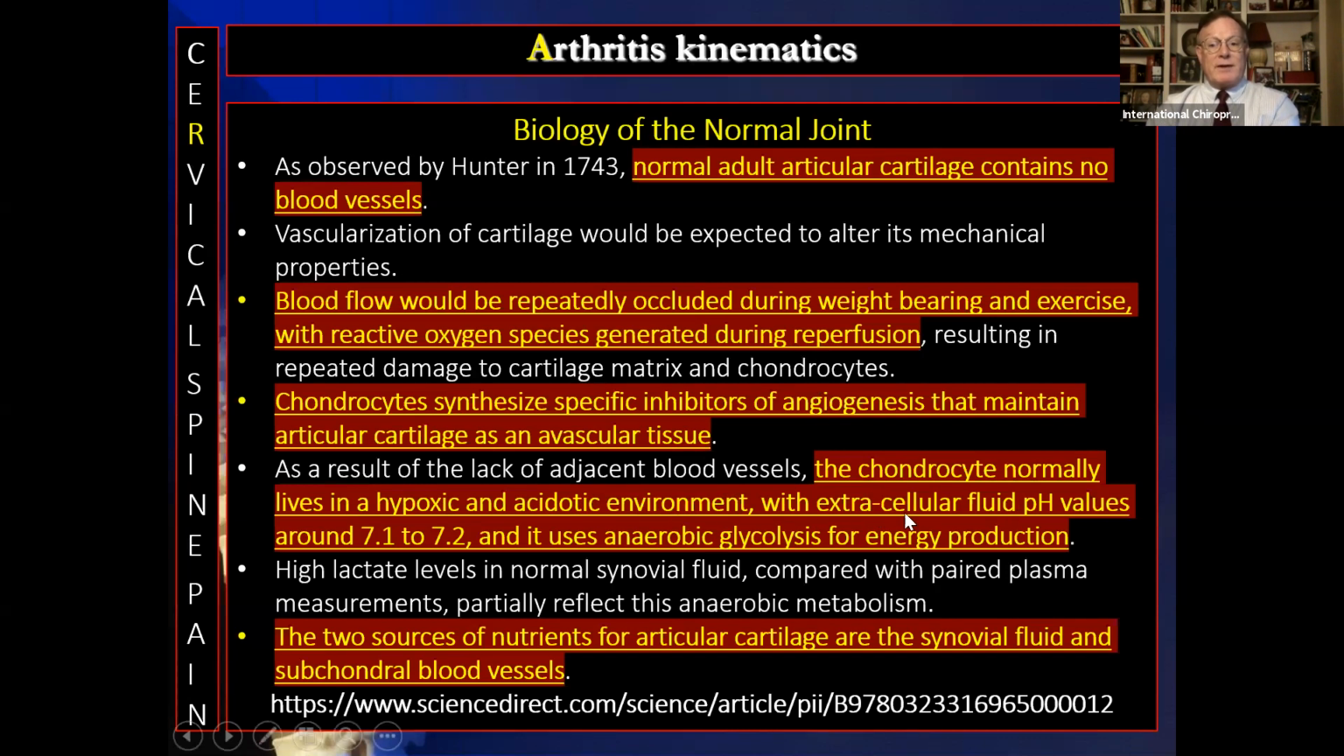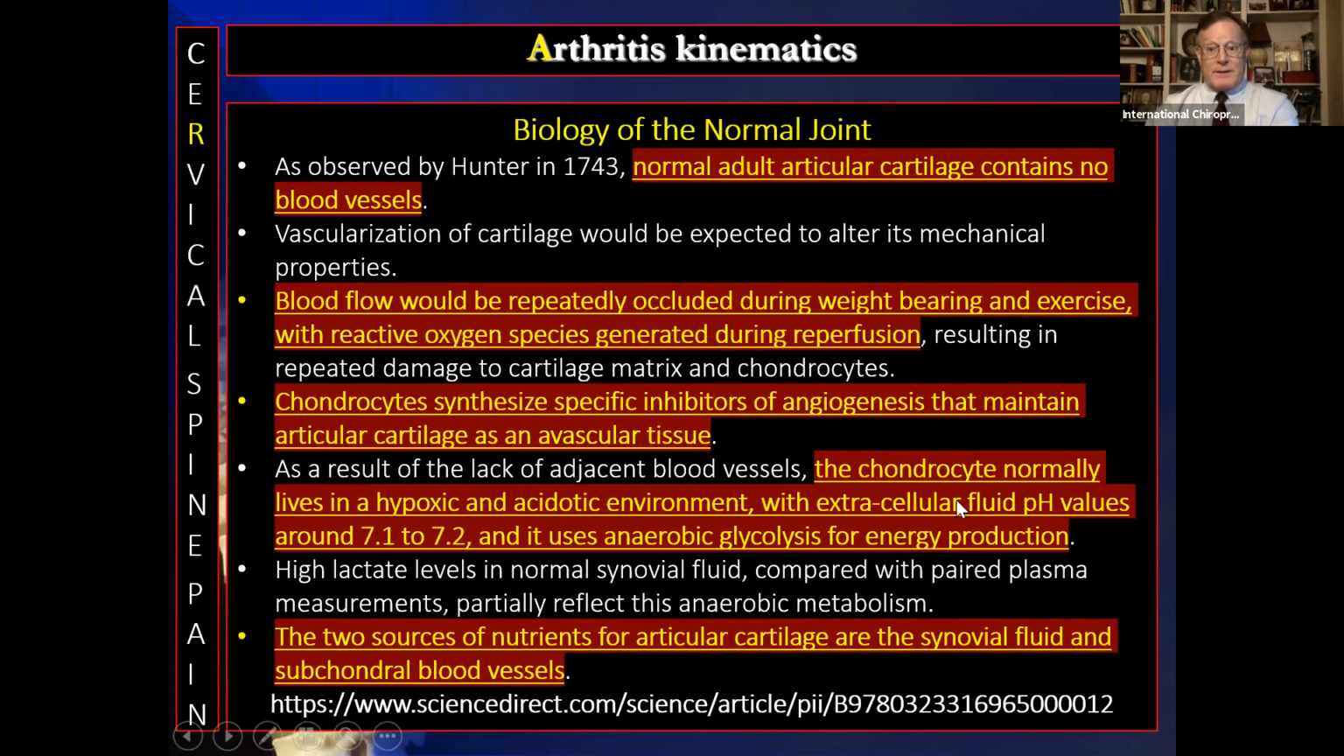The chondrocyte normally lives in a hypoxic and acidotic environment. So extracellular fluid values around 7.1 to 7.2, and so therefore it uses a lot of sugar because it's anaerobic. And remember, for every sugar molecule in an aerobic situation, you get 38 energy packets, ATP, adenosine triphosphate. So when you're in a well-oxidized environment, for every glucose molecule, you get 38 ATP. When you're in an anaerobic or hypoxic environment, however, you get 2 ATP. So it's not very efficient.